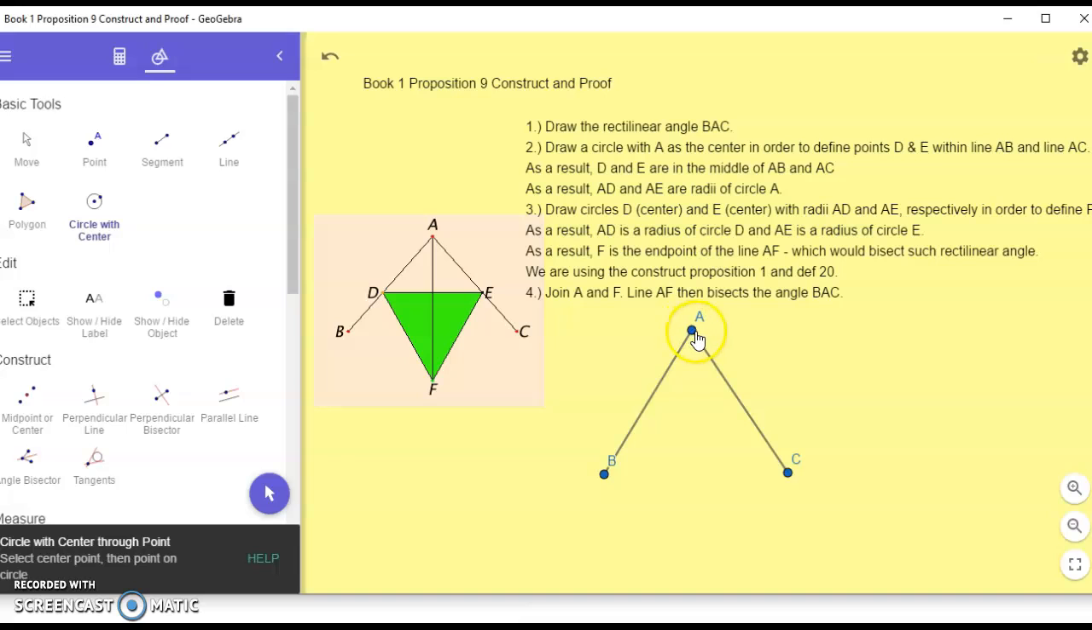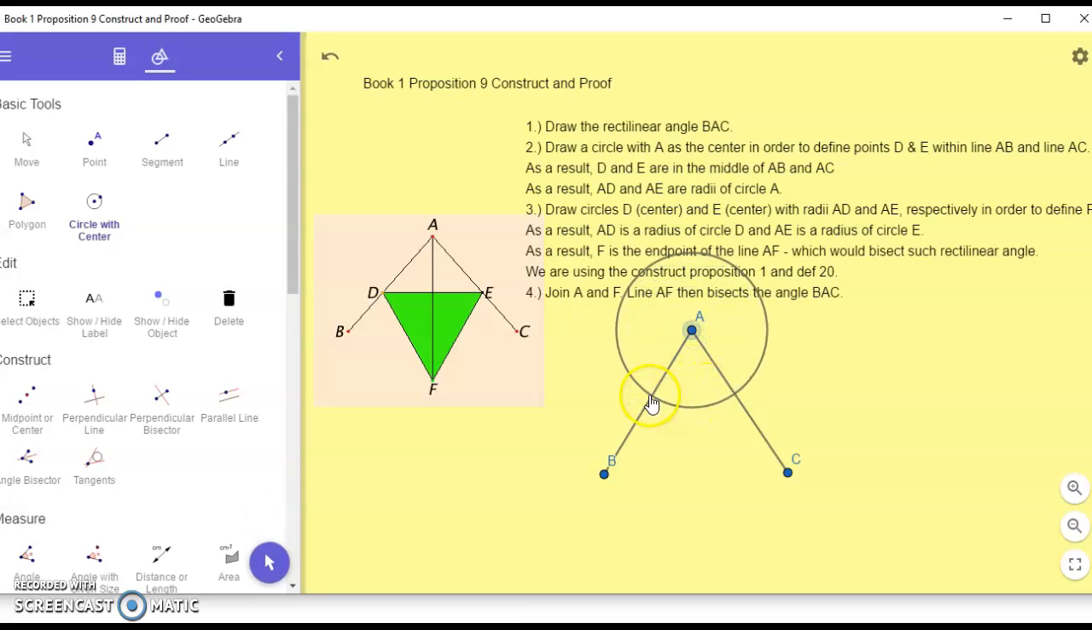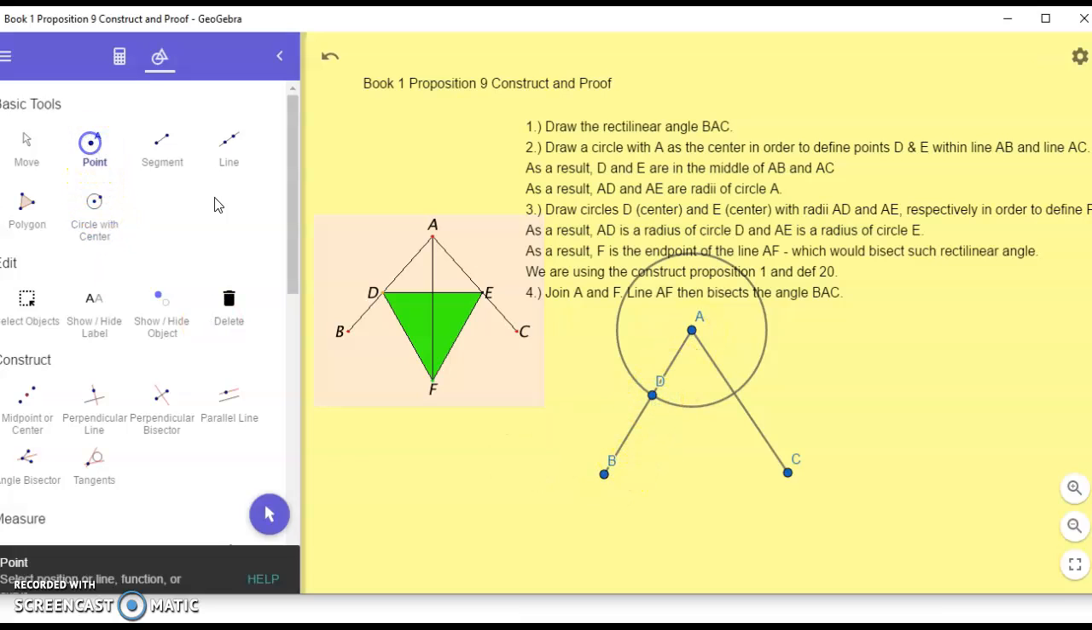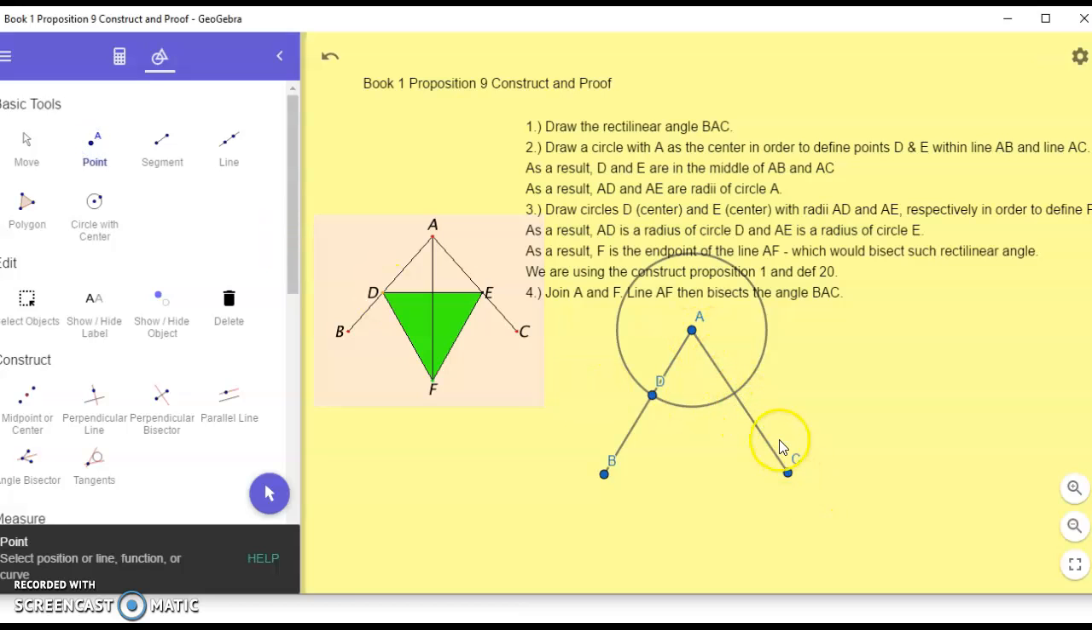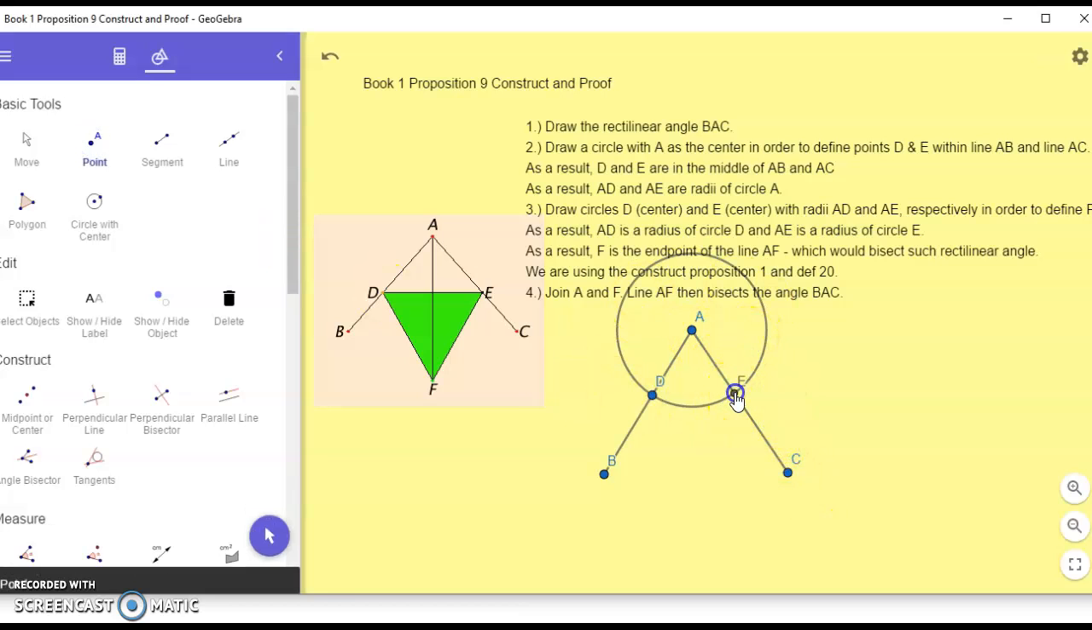Circle and point D here. The intersection of circle A and line segment AB is point D, and the intersection of line segment AC and circle A is point E. And considering the definition of circles, we can say that radius AD is equal to radius AE.